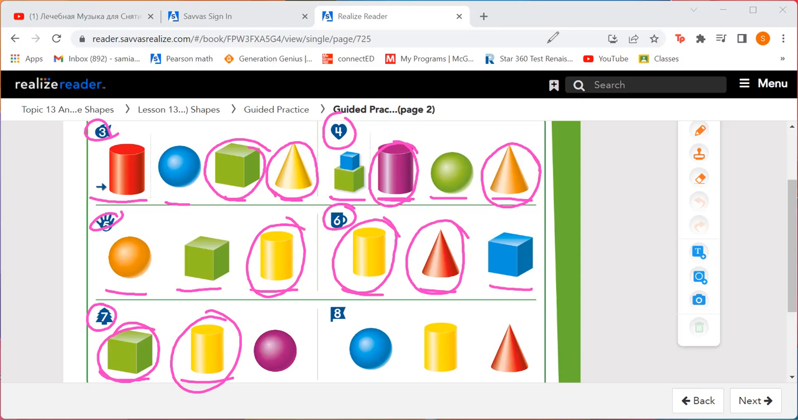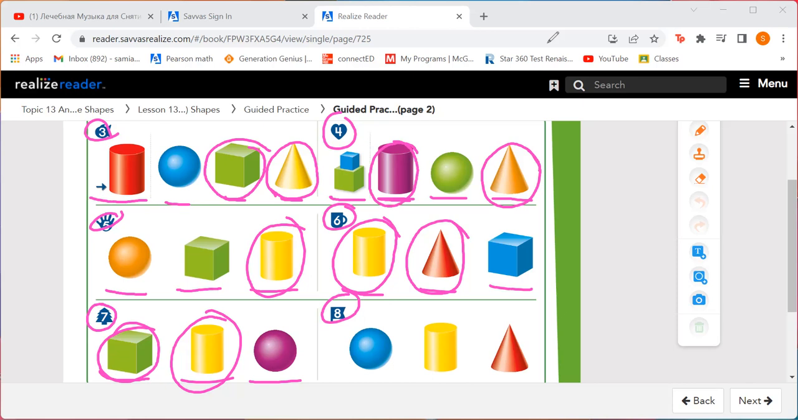All right, let's look at the last one here, a sphere. Can we stack a sphere? No, we can't. It would roll all over the place, right? So we're not going to circle that. All right, let's look at number 8. Draw a circle around the solid figure that does not stack or slide.